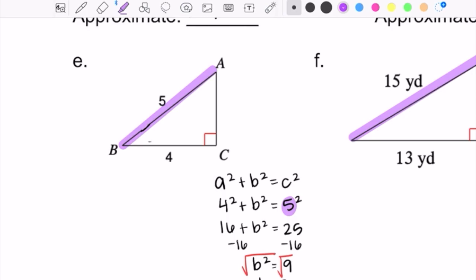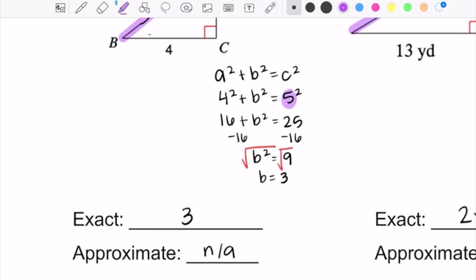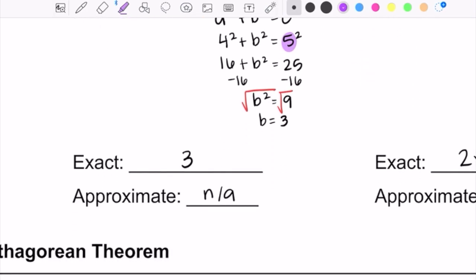You get B squared is equal to 9. And then we'll finish by taking the square root of both sides, and the square root of 9 is 3. So for this one, the exact value is 3, and then for the approximate value, you can just write NA because the exact value is 3, so there's no need to approximate.